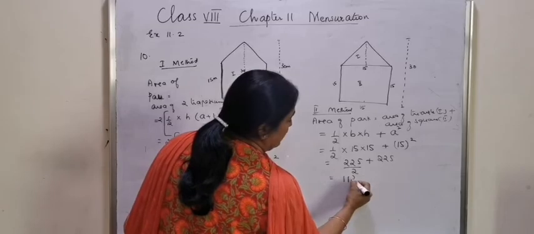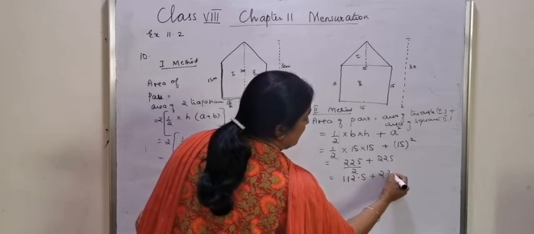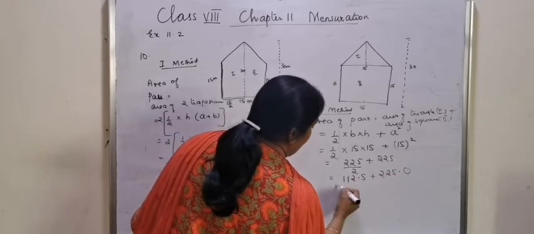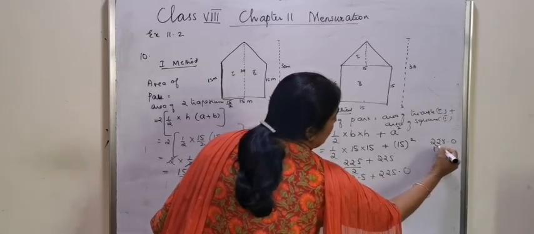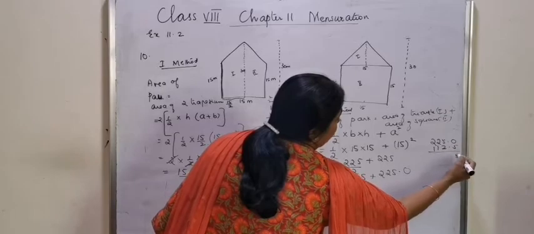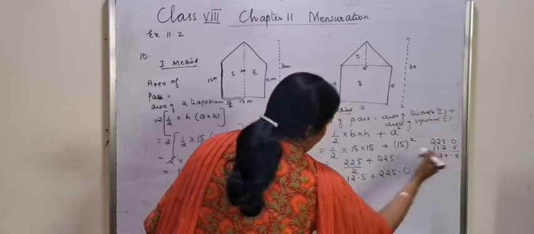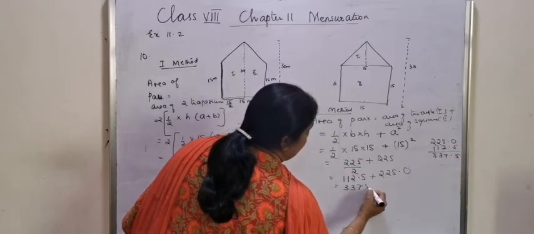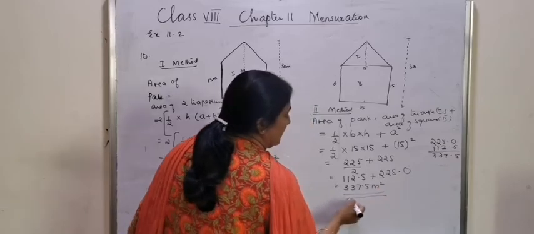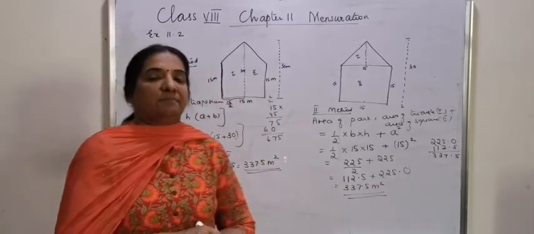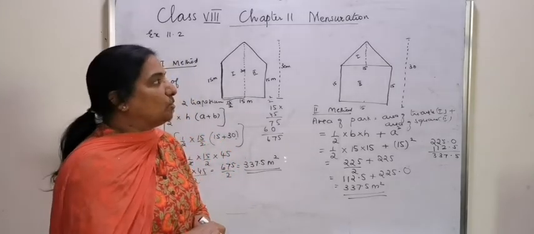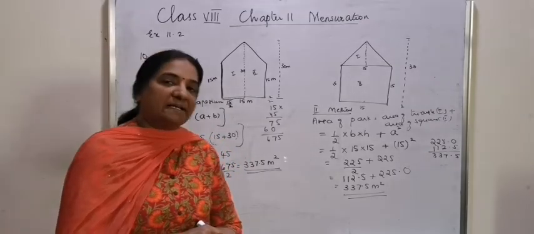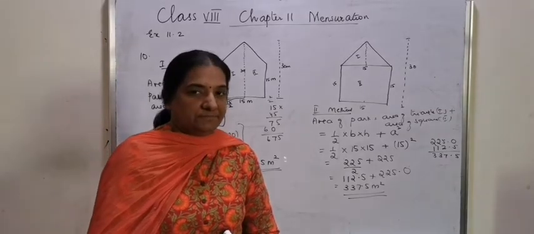This is 112.5 plus 225.0, which is 337.5 meter square. That is, the area of the park can be found out by 2 different methods: trapezium multiplied by 2, or it can be divided as a triangle and a square.